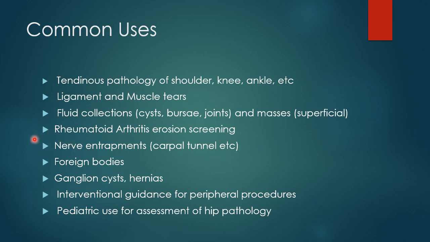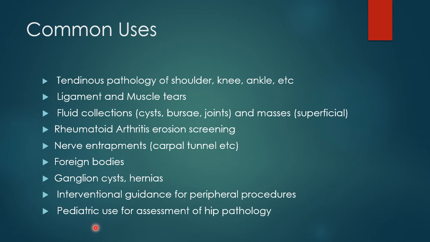It has a main role also in rheumatoid arthritis screening, particularly in detection of erosions and synovial hypertrophy. Also, nerve entrapments, most common nerve entrapment, of course, is the carpal tunnel. Detection of foreign bodies, ganglion cysts and hernias, and of course the ultrasound guided procedures, either in aspiration or biopsies, or even the treatment injections, I mean.